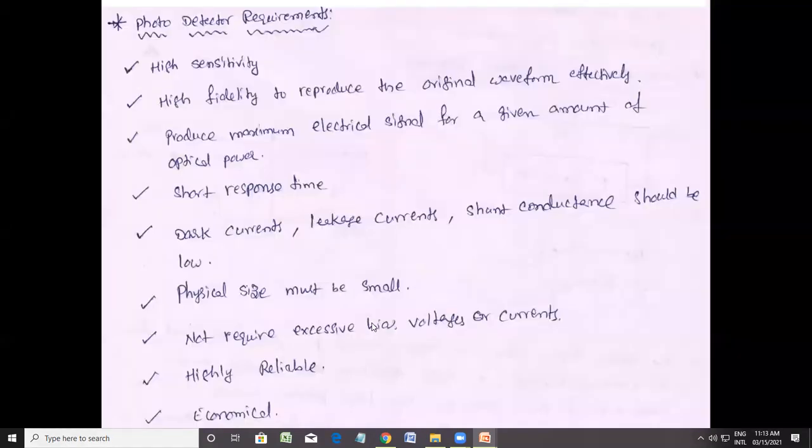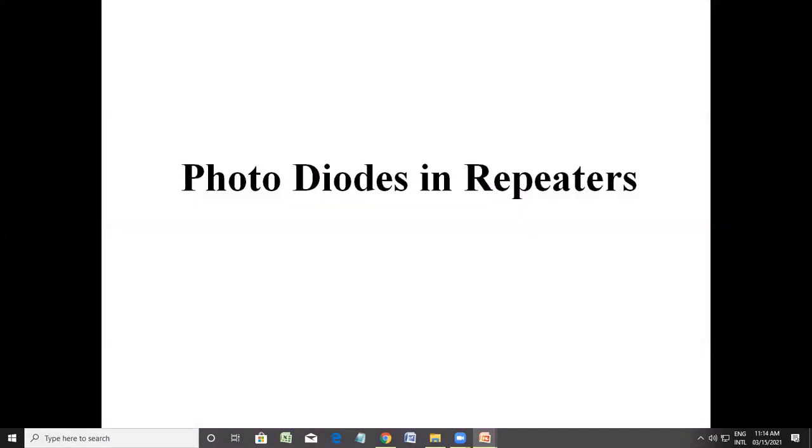Right. These are the basic concepts of the photodetector. In this we discussed the photodetector definition, the principle of the photodetector, and the photodetector requirements. Based upon these basic concepts we go for the next one. The main topic is photodiodes in repeaters.